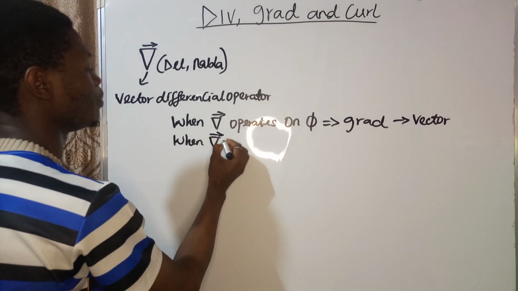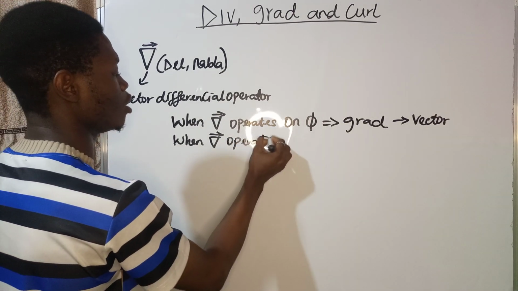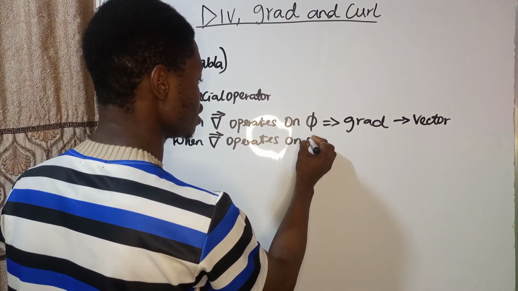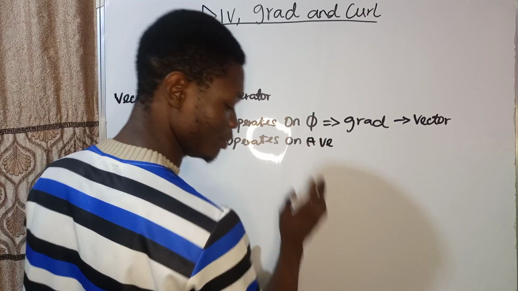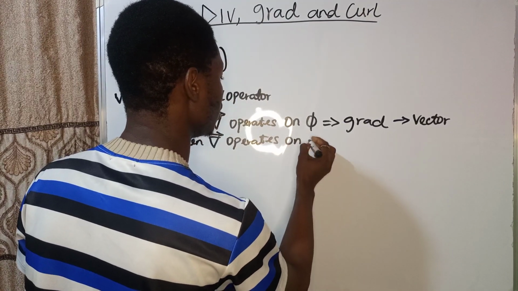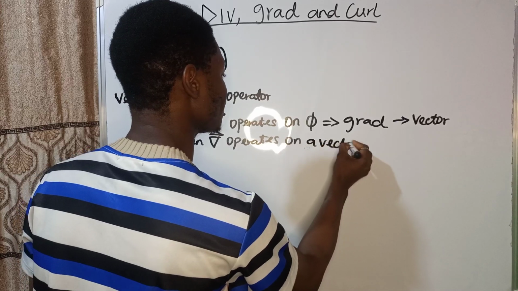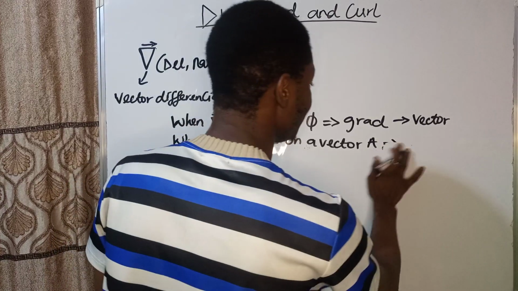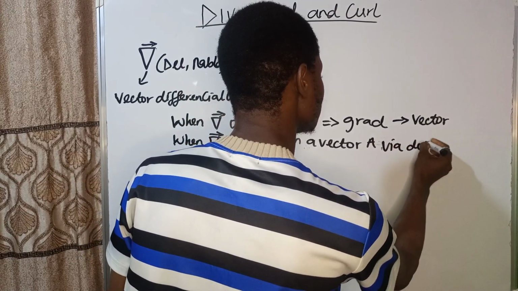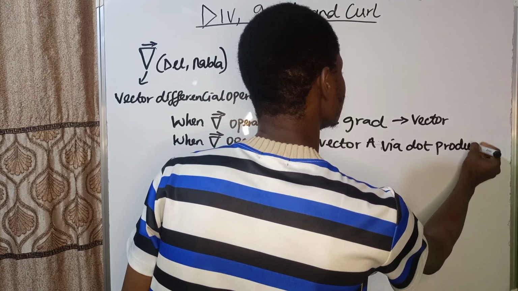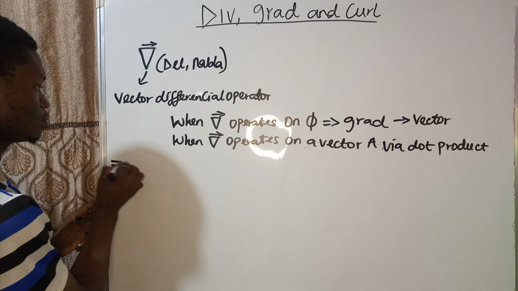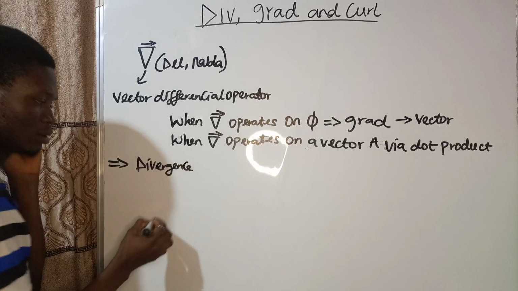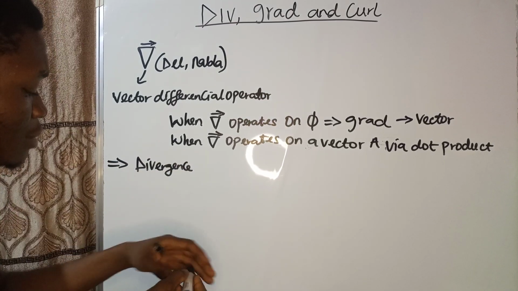Now when nabla operates on a vector, let me write it as vector A. The vector can be any name. Now what you are going to produce via dot product is divergence, which is div.